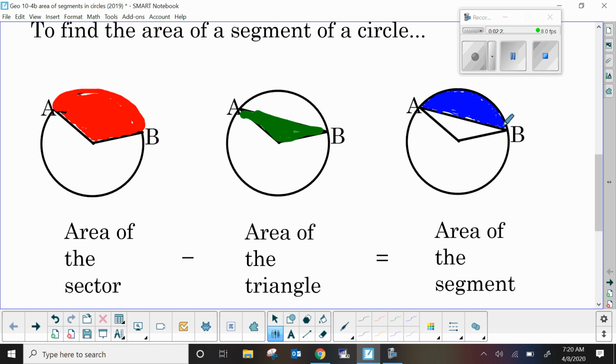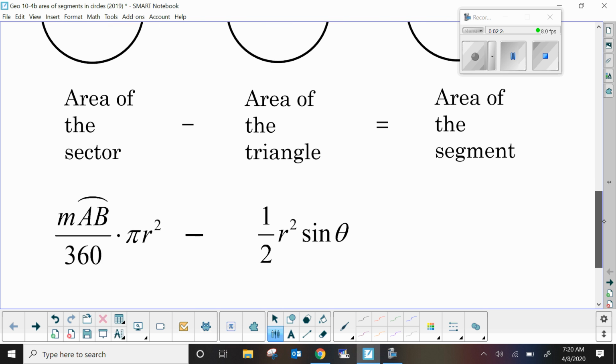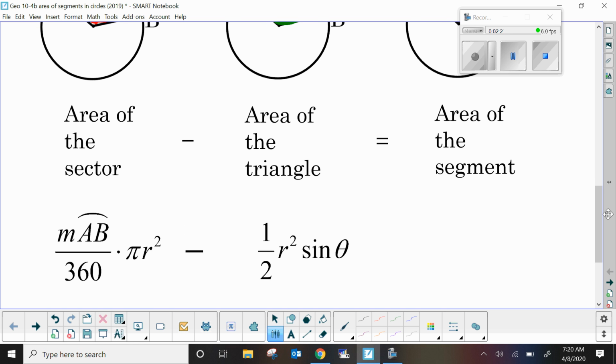So here we go. The formula we're going to use is this. The area of the sector is the formula we just finished: the measure of the arc in degrees over 360 times pi r squared. That gave us the area of the sector. Now we're going to subtract the area of the triangle. In a circle, a triangle formed with two sides being the radius has an area of 1/2 r squared sine of theta.